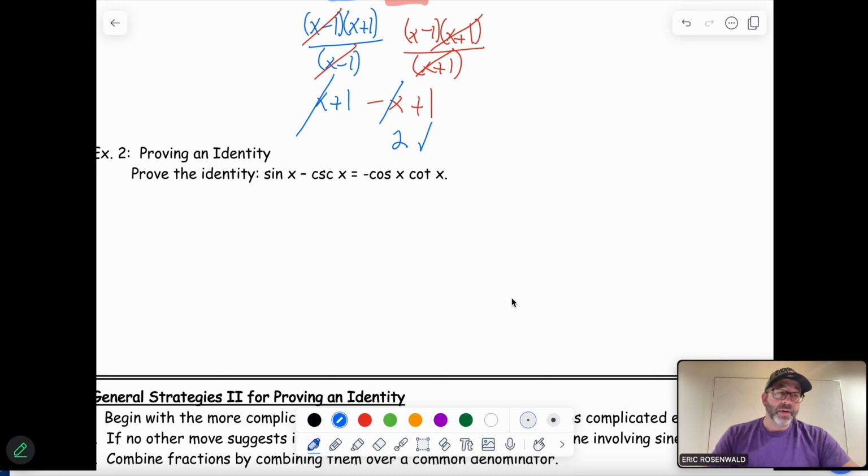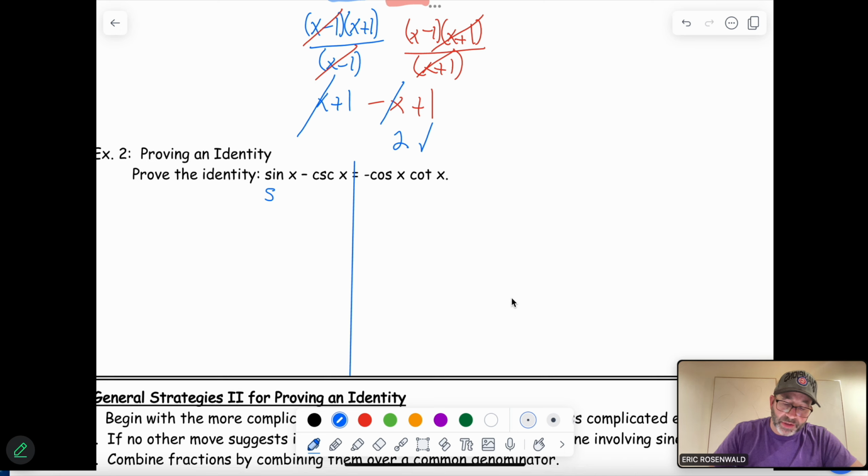When we look at this one, first thing we should notice is that I'm going to leave this right-hand side alone. We're going to work along the left-hand side here to try to get it to match the right-hand side. When we look at this, I have a few things that I can look for. Like, do you notice how there's a cosecant here, but there's no cosecant over on the other side? Well, that tells me I can probably get rid of this cosecant, so let's try something.